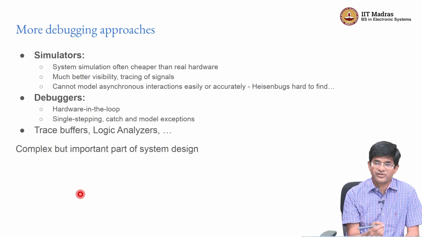There are a number of other things such as trace buffers, logic analyzers, and so on. In other words, a lot of different tools are available to help with debugging and to identify problems with programs. This is a very complex but important part of system level design, and is something that we will be looking at in a little bit more detail at a later point.